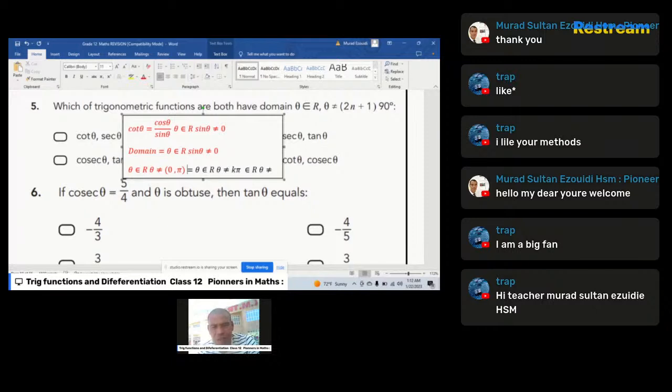Now, let's see the domain. As we told, it is theta real number such that theta is different from k pi. K is an integer. It can be 0, it can be 1, it can be 2, and so on. Therefore, for this one, you see that when we worked with cotangent, we found a domain different from 2n plus 1 times 90 degrees.